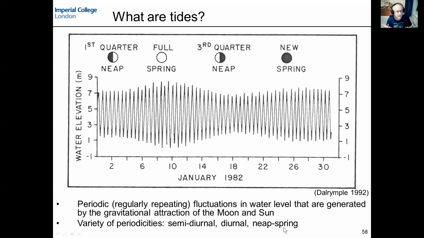So we make these observations that there are periodic or regularly repeating fluctuations in the water elevation. These are the tides, and we can see they occur over several different durations, several periodicities. So that's what tides are.